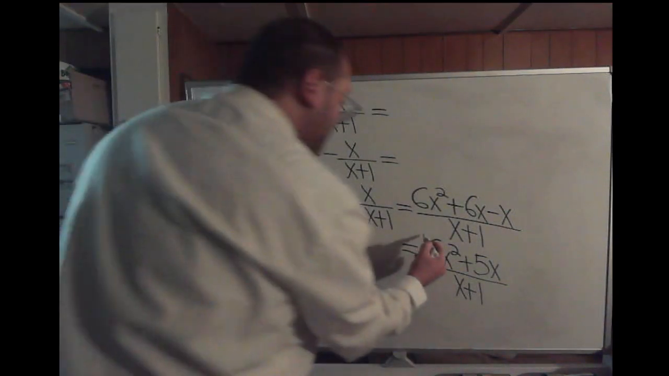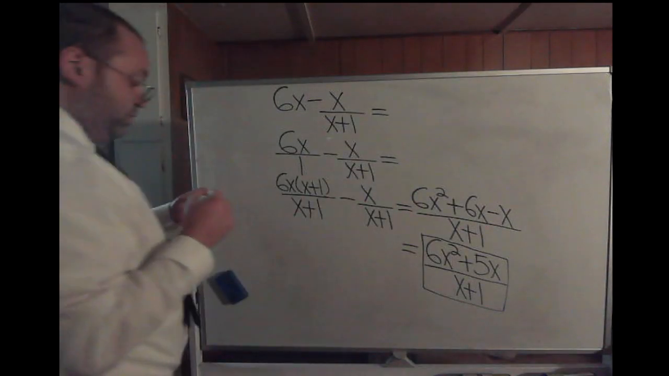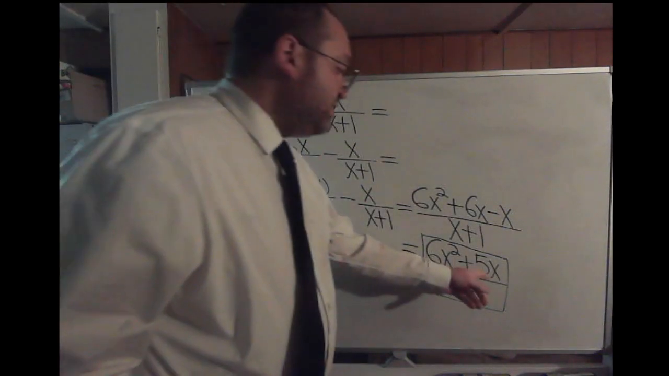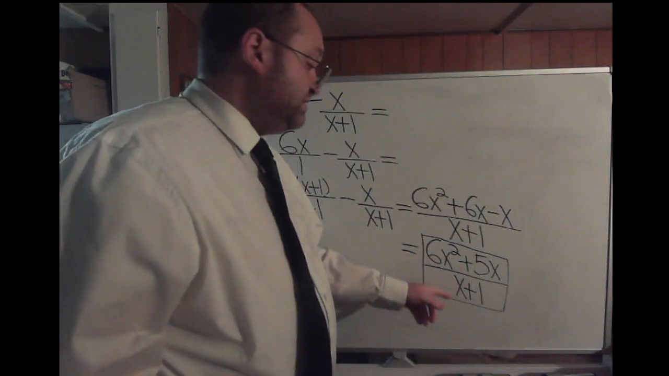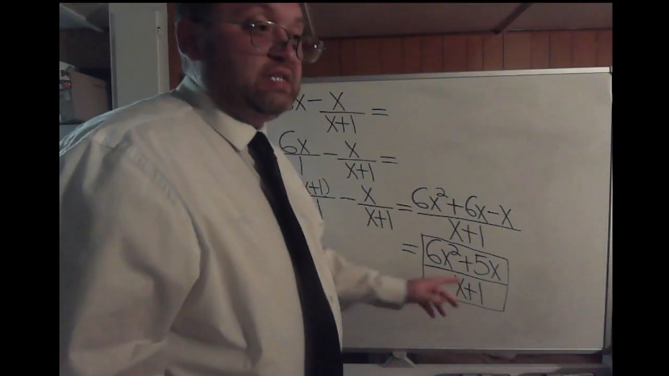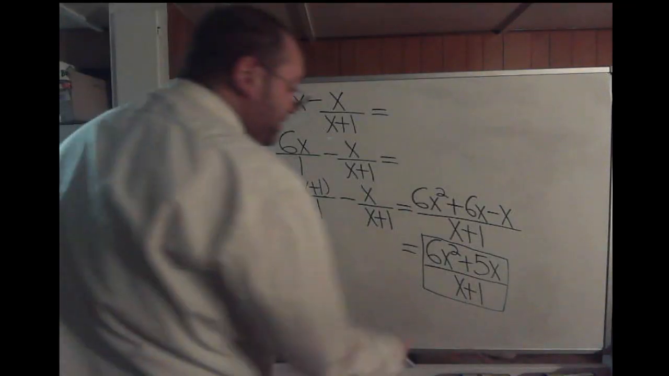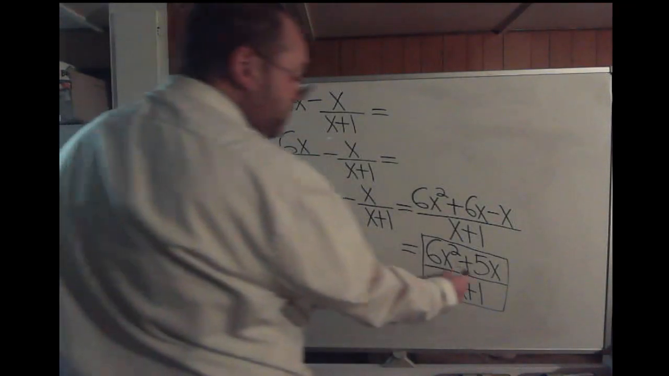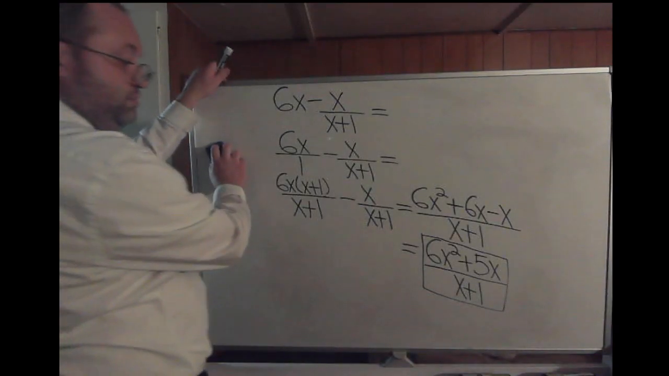You can leave your answer like that if you so choose. If you want to get technical, you could factor out an x in the numerator. You would have x times 6x plus 5 all over x plus 1, but nothing factors any further, so there's really no point in doing that. 6x squared plus 5x all over x plus 1 is perfectly acceptable.